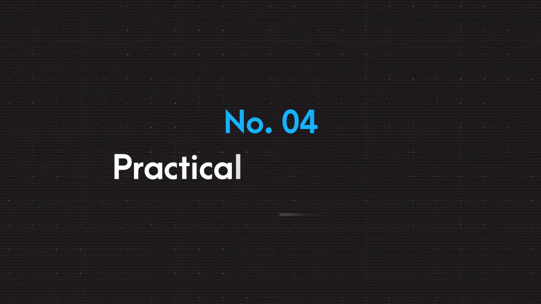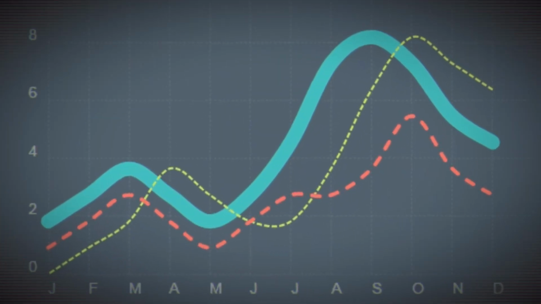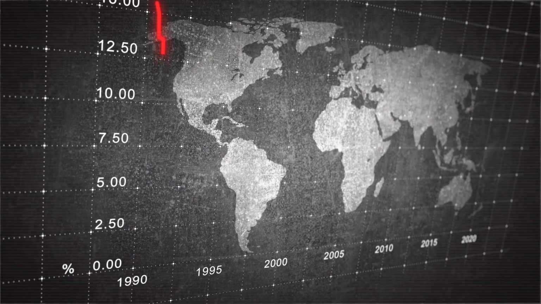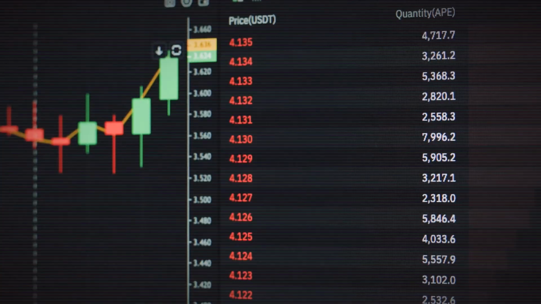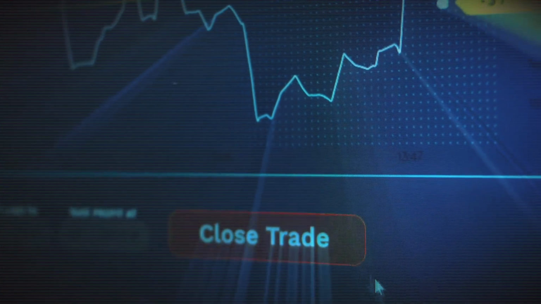Number 4. Practical applications in trading. So, how can we apply time series analysis in real trading scenarios? Here are a few key ways. 1. Forecasting prices. By applying time series models to historical data, traders can make educated guesses about future prices. This allows them to make smarter decisions about when to buy or sell.